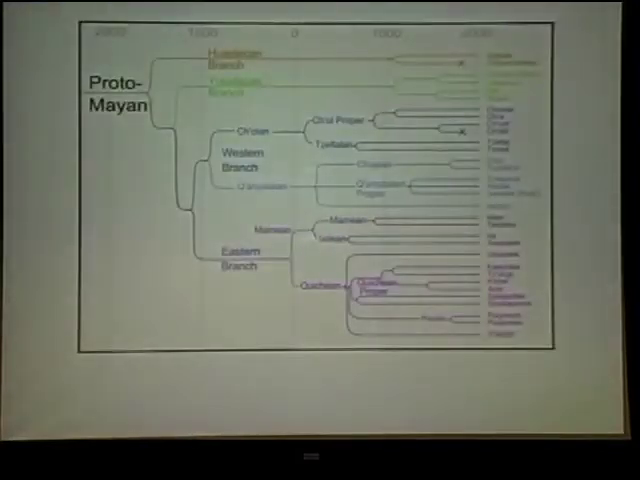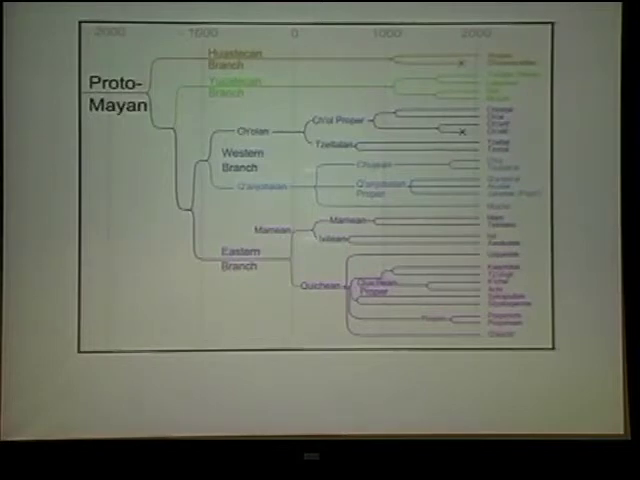This is a slide showing you the complexity of the Maya language family. I just wanted to show you the variety, all the way to the right, of Maya languages that we have. And remember, those are languages. You see some of them have a cross or an X attached to them. Those are the ones that we know are extinct now.